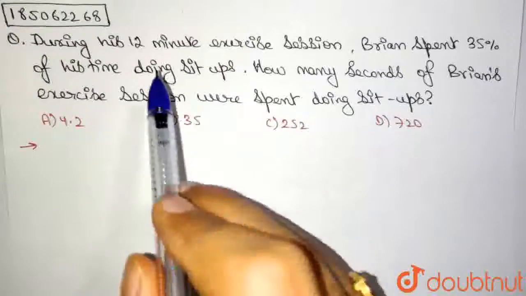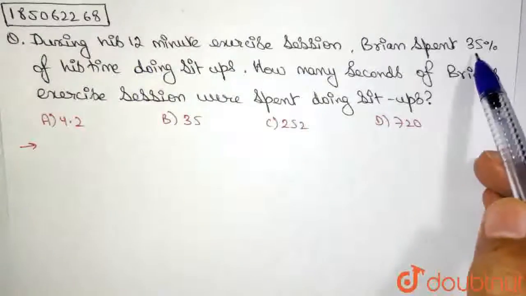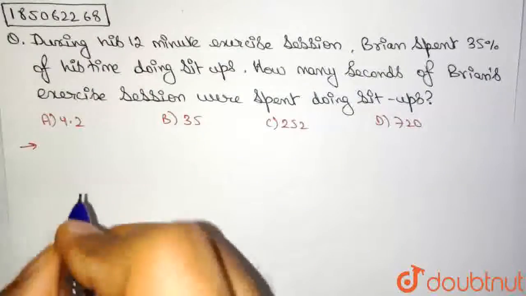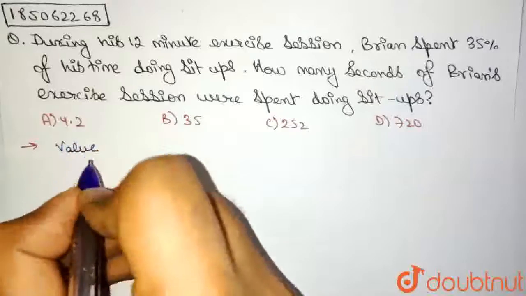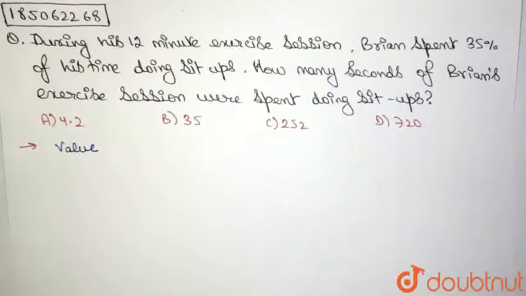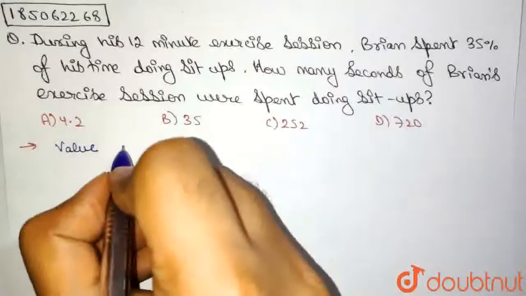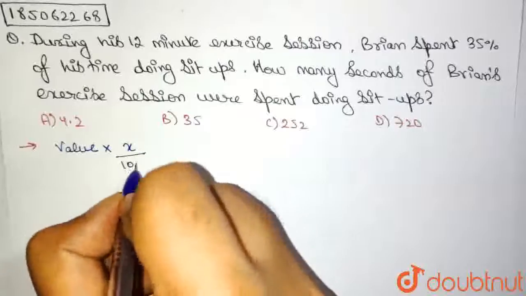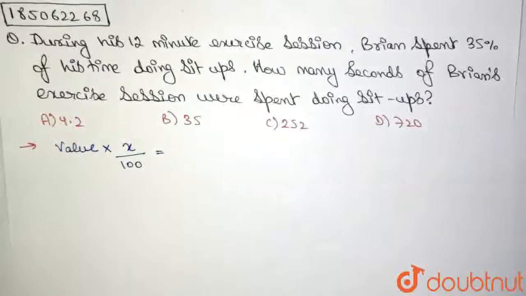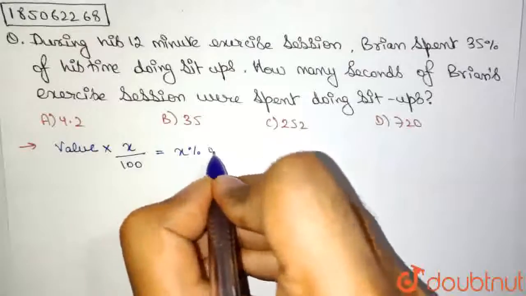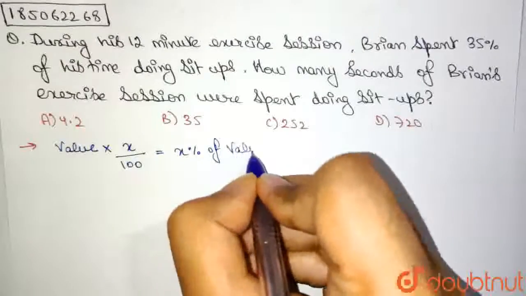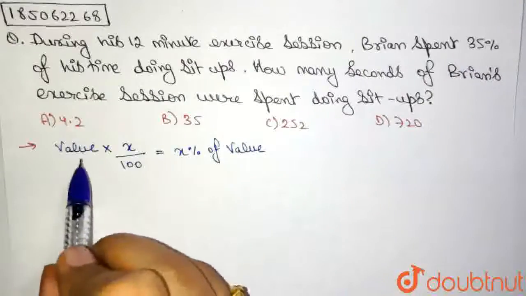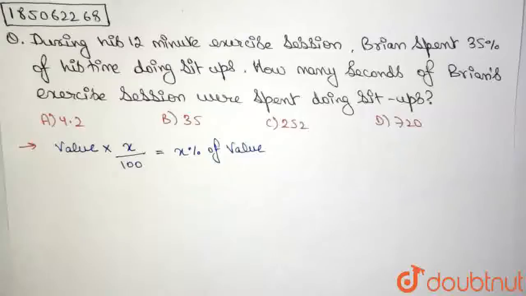So we have been given a time in minutes. We have to find its 35% in seconds. That means a different unit. Now, what we need to do here, whenever some value is given to us and we need to find some percentage of it, we can say that x% of this value is nothing but value multiplied by x upon 100. This is nothing but x% of the value. So whenever we are asked to find x% of some value, we simply multiply the value by x upon 100.